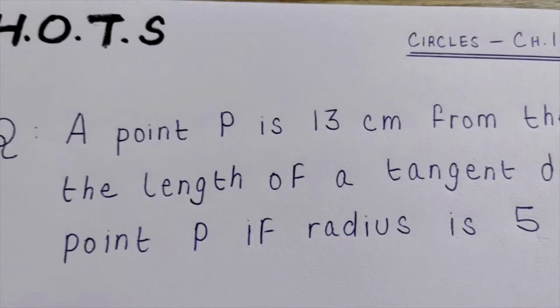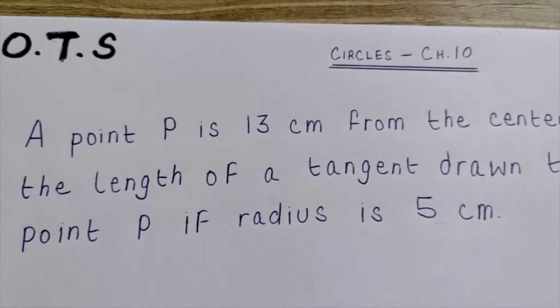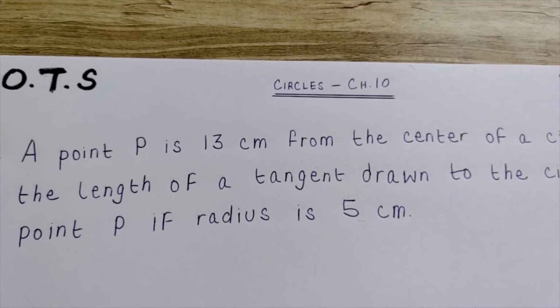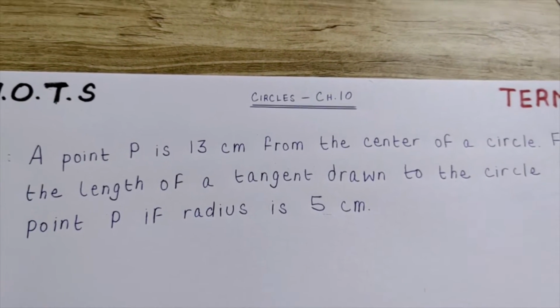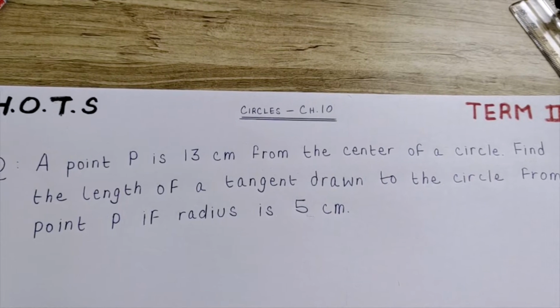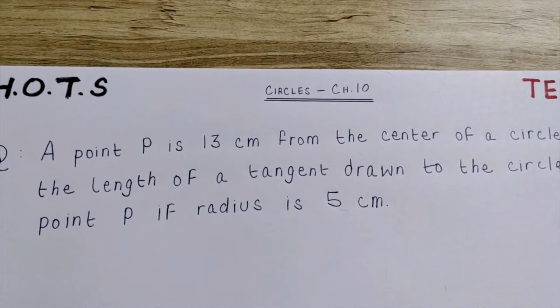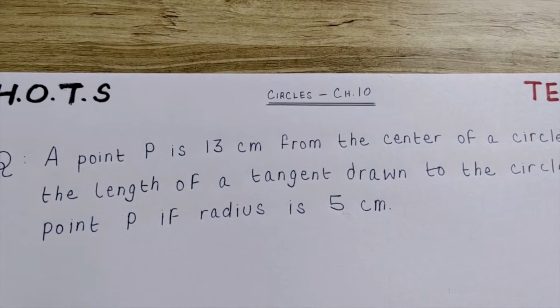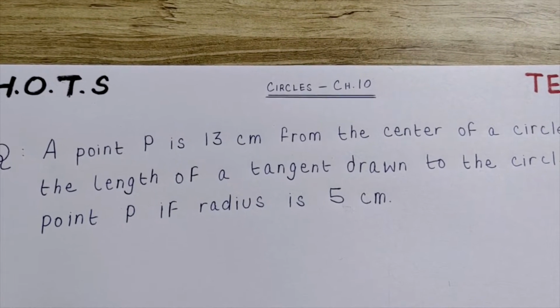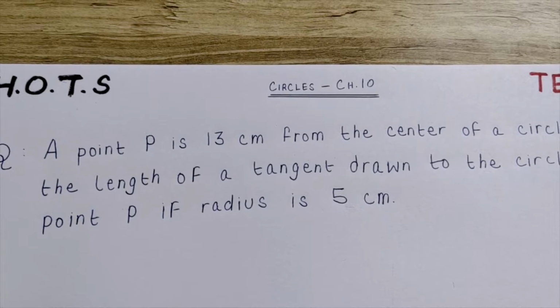The question states that a point P is 13 centimeters from the center of a circle. Find the length of a tangent drawn to the circle from point P if the radius is 5 centimeters. Okay, so now that we understand and know the question, let's get solving.